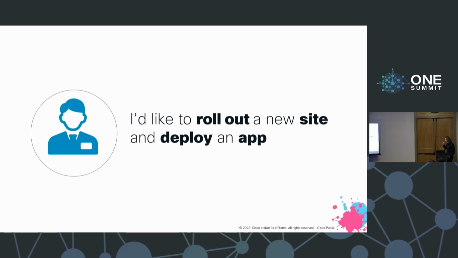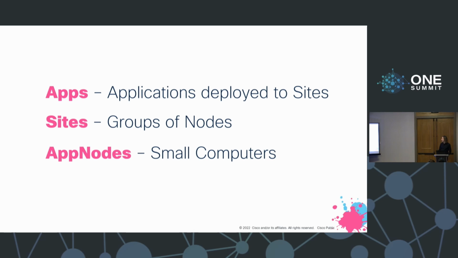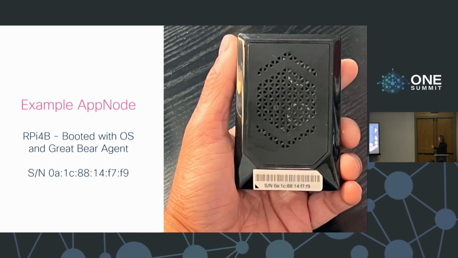So what I want to do is roll out an application, roll out a new site and deploy that app. And just to remember, apps are deployed to sites, and sites are collections of small computers. A small computer could be a Raspberry Pi. That's the smallest entity. You could run stuff on VMs. You can run stuff on, say, NVIDIA Jetson or other devices.